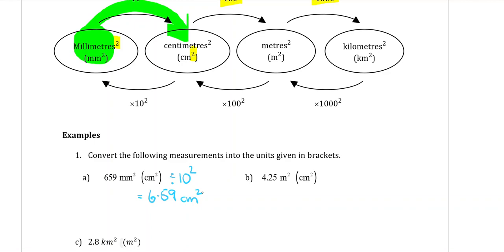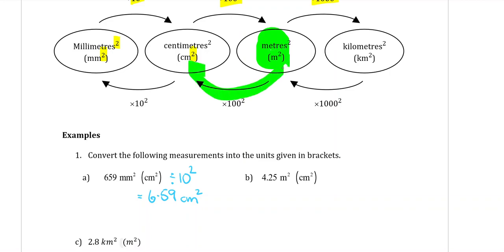Okay, let's do the other one. Let's get rid of that bit. I have 4.25 metres squared, so that's here, I'm in metres squared, and I want to go to centimetres squared, so I'm following the arrow that way. The instructions tell me that I have to times by 100 squared.